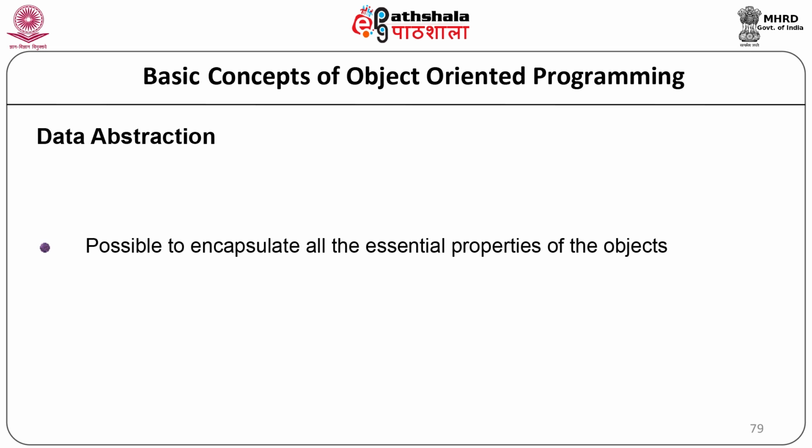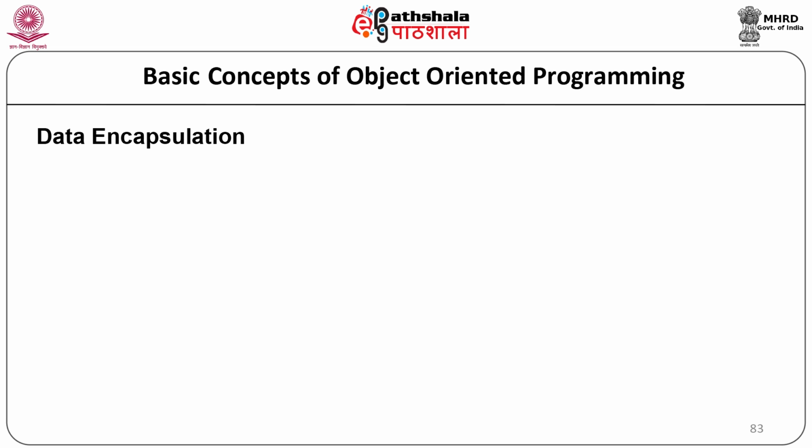It is possible to encapsulate all the essential properties of the objects that are to be created. Attributes are sometimes called data members since they hold information. Functions that operate on this data are called methods or member functions. Since classes use the concept of data abstraction, they are known as abstract data types. An example is a computer as a single unit, whereas internally it has different parts such as hard disk, arithmetic and logical unit and CPU. The next is data encapsulation.